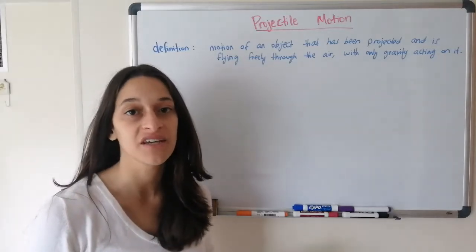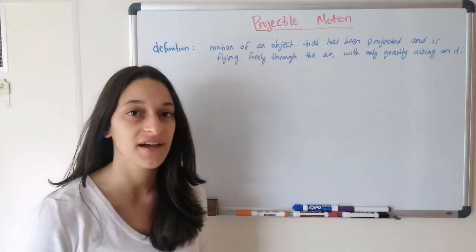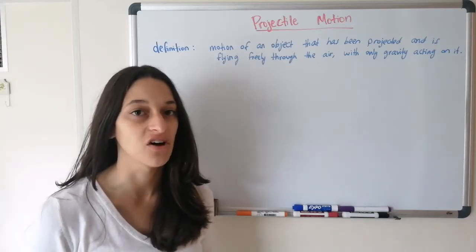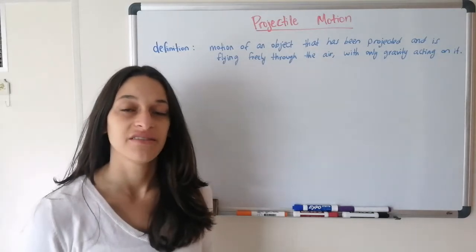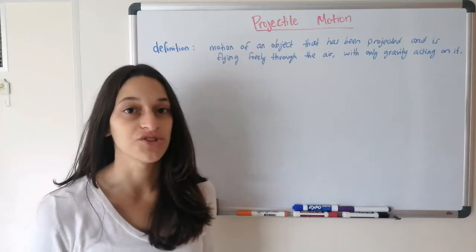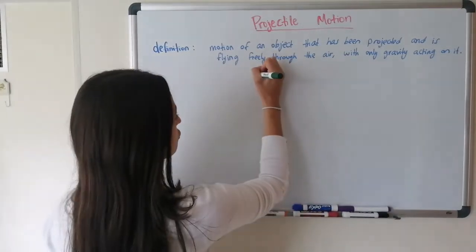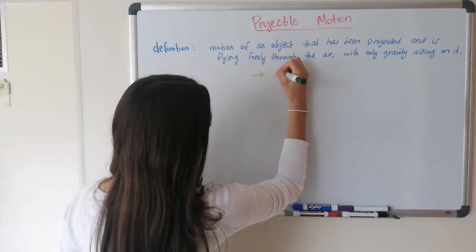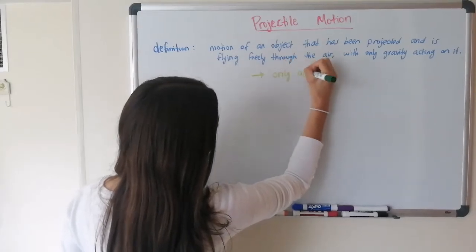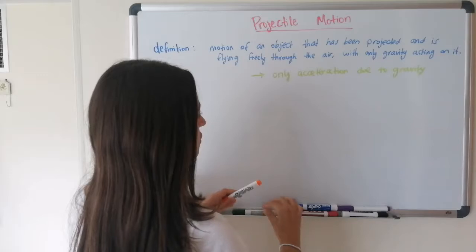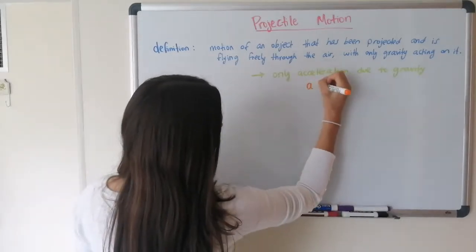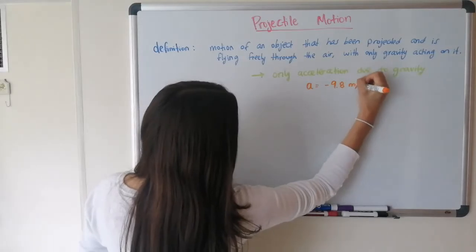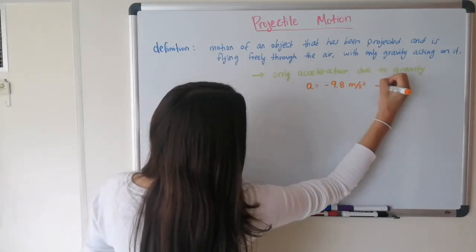So the important thing here is that if the only force acting on the object that was projected, or the projectile, we can call it, is gravity, then there's only going to be acceleration due to gravity. So there's no acceleration horizontally, only acceleration due to gravity. So basically the acceleration is negative 9.8 meters per second squared downwards.